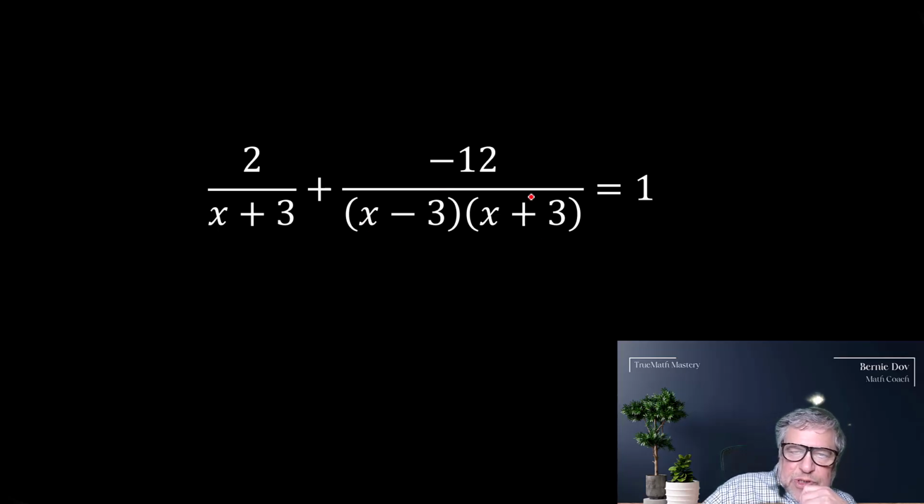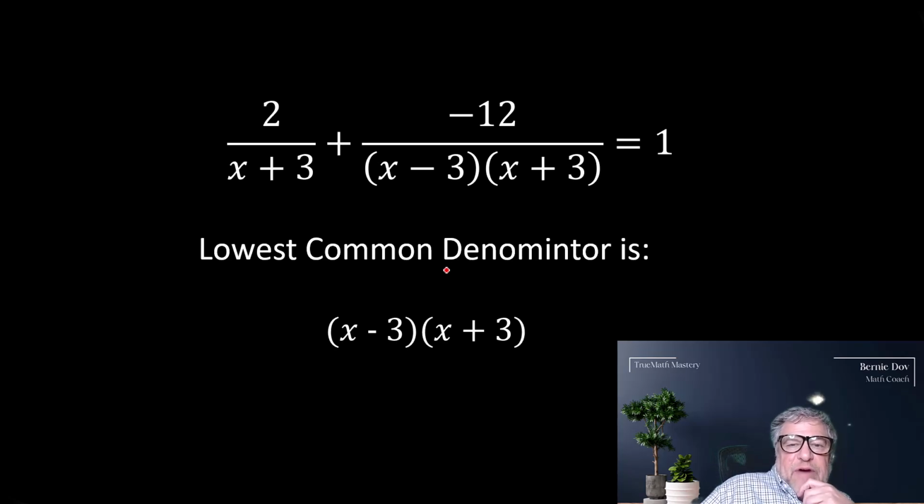So this is the same expression, but simply with this denominator factored. Now that we did that, we can now find the lowest common denominator. We have 3 denominators, and once we factored it, the lowest common denominator is simply x minus 3 times x plus 3.